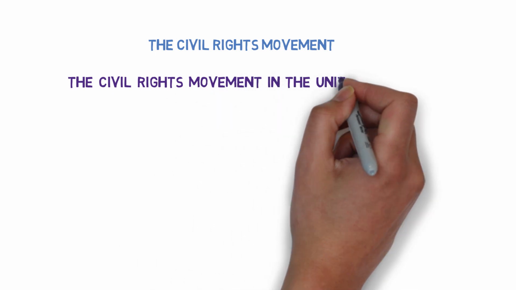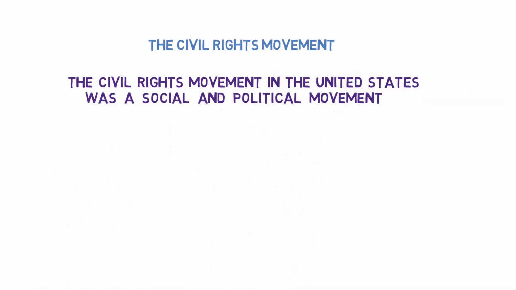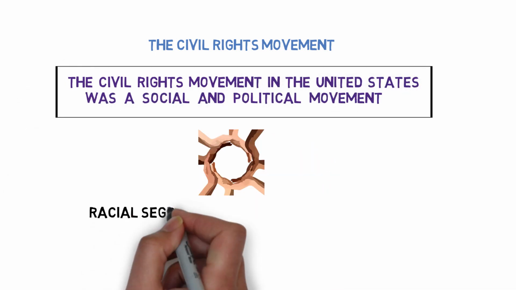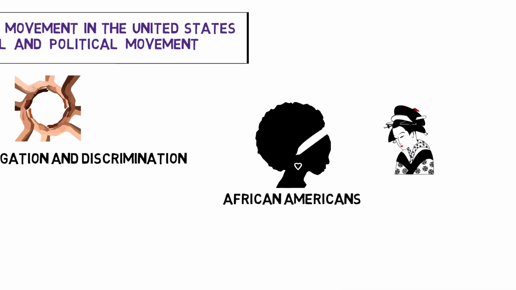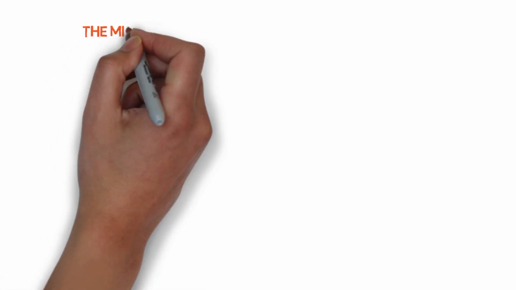The Civil Rights Movement. The Civil Rights Movement in the United States was a social and political movement that sought to end racial segregation and discrimination against African Americans and other minorities. Here is an overview of how the movement developed and progressed from the mid-1950s through the late 1970s.